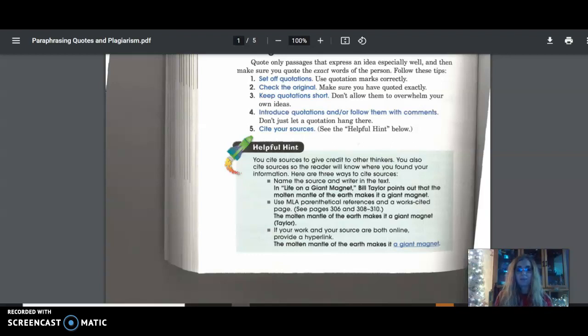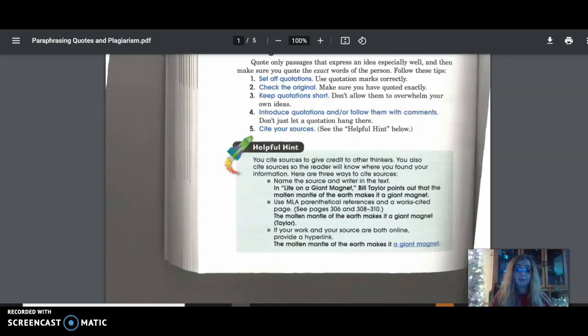In Life on a Giant Magnet, and that's the piece where this comes from, the title, Billy Taylor, there is the author, points out that the molten mantle on the earth makes it a giant magnet. Use MLA parenthetical reference and a works cited page. And again, we will talk about that in a bit. I know we've talked about this in class, but just to be clear, the acronym MLA stands for Modern Language Association. Okay?